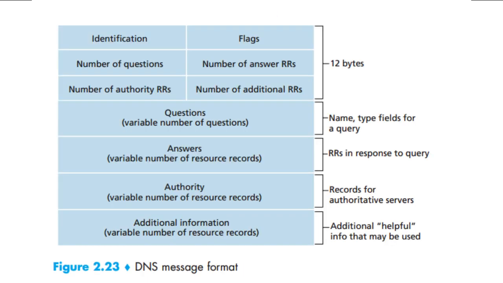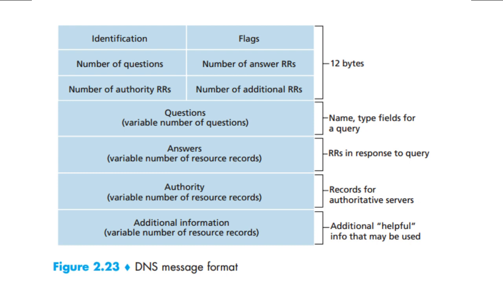DNS message format. The first 12 bytes is the header section, which has a number of fields. The first field is a 16-bit number that identifies the query. This identifier is copied into the reply message to a query, allowing the client to match received replies with the sent queries. There are a number of flags in the flag field.